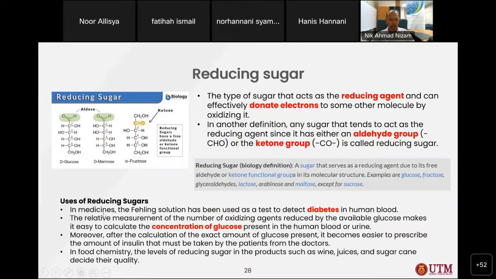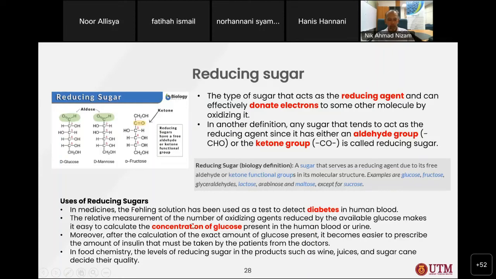Uses of reducing sugar. You will learn about reducing sugar in the biochemistry subject, and you will do this in the lab. Let's look at the use of reducing sugar. In medicine, the Fehling solution has been used as a test to detect diabetes in human blood. Like I told you about diabetes, if you want to determine the sugar level in our blood, we actually use the Fehling solution.